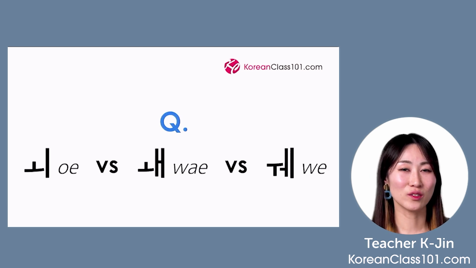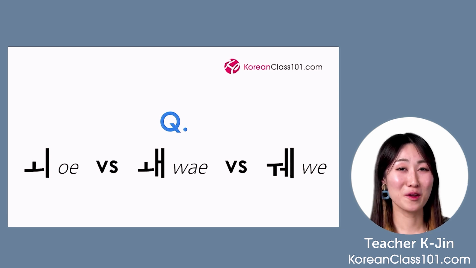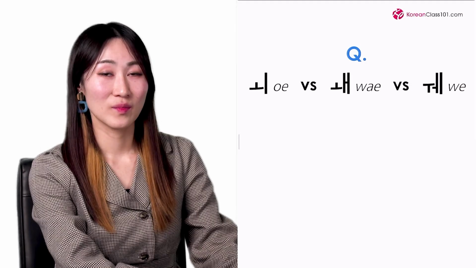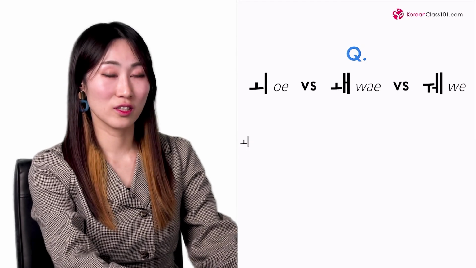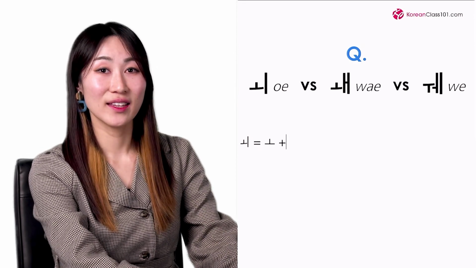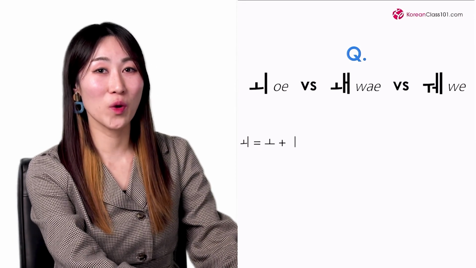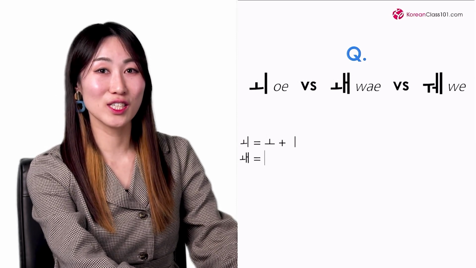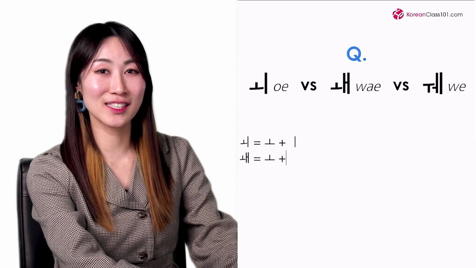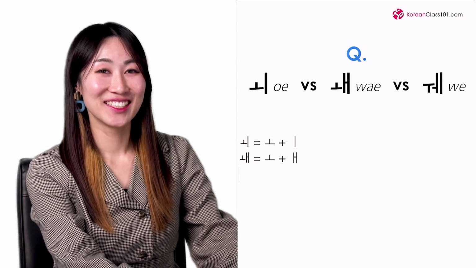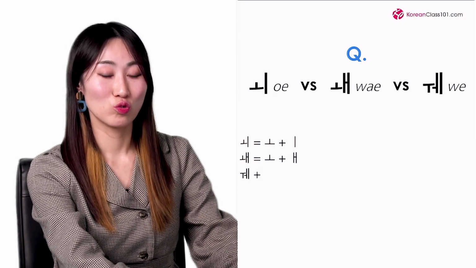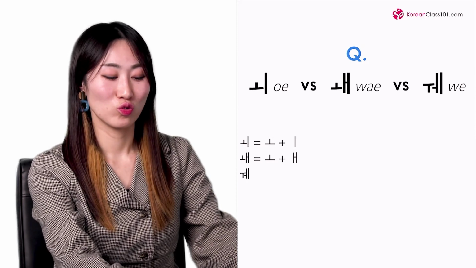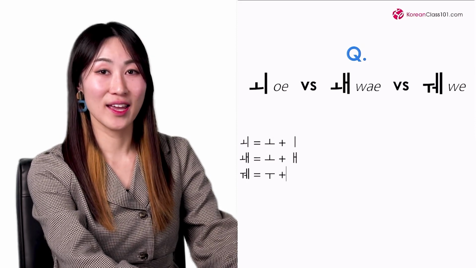Here's the last question. What are the differences? These sound so similar. 왜, right? The first vowel consists of 오 and 이, as in 왜. And the second vowel consists of 오 plus 에. The third vowel consists of 우, 우, 우, and 에.